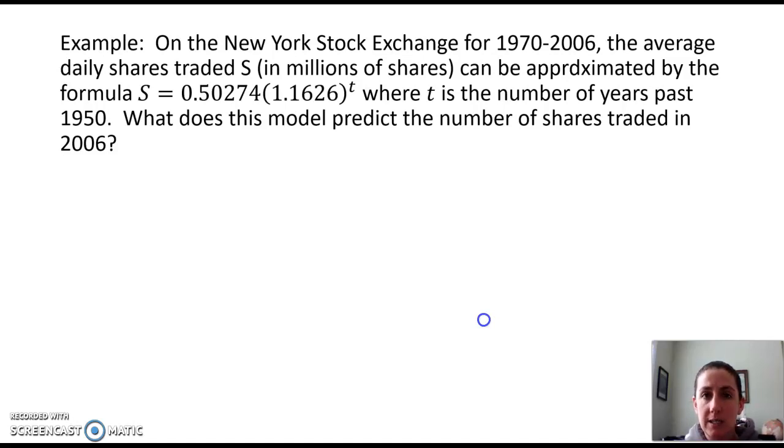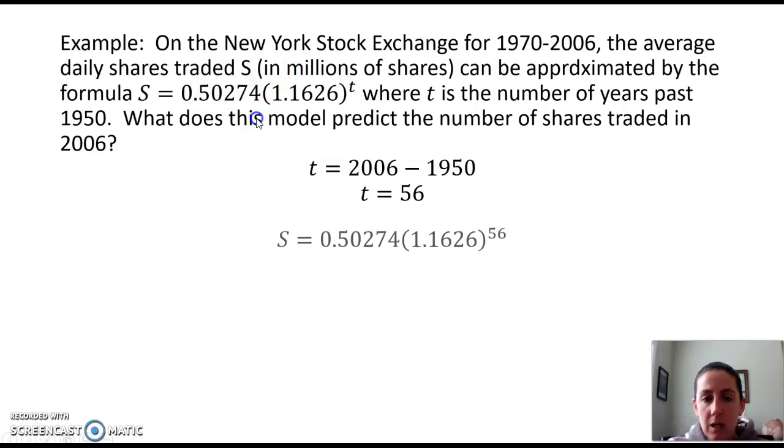So the first thing we need to see is that t represents the number of years past 1950. So we pretend like this model was born in 1950. How old is it in 2006? t represents its age. So the first thing we need to do is find t by taking 2006 minus 1950 to get 56. Now that we know how many years this model's been going on, we can plug in 56 into the model to get S will be this number times this number raised to the 56th power. And when we put that in our calculator, we get 2319.75.